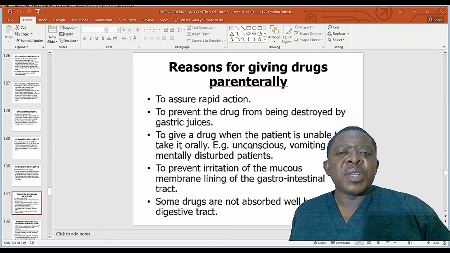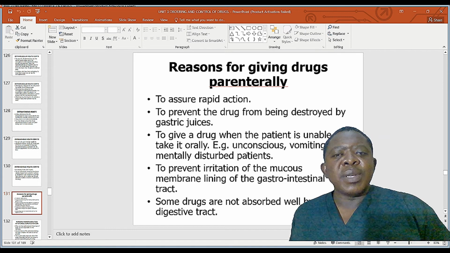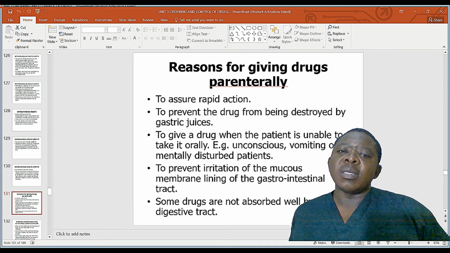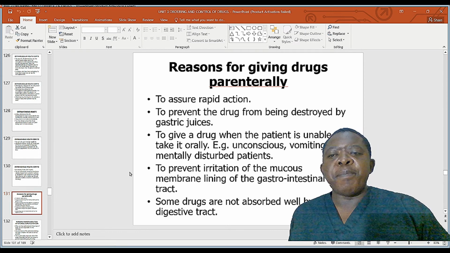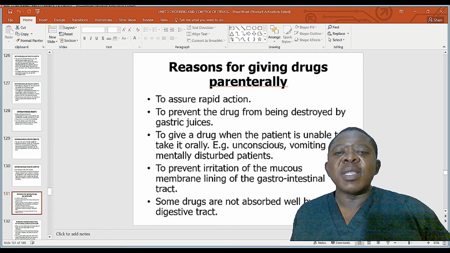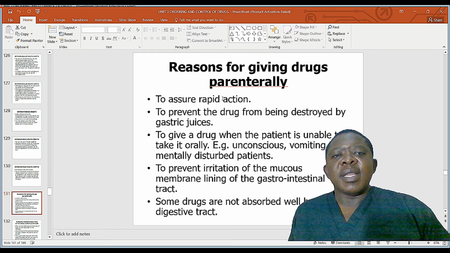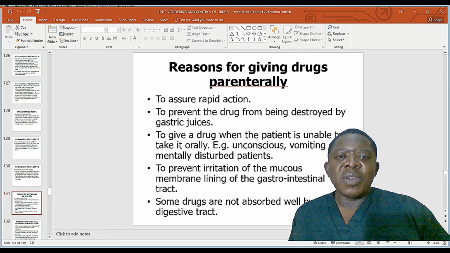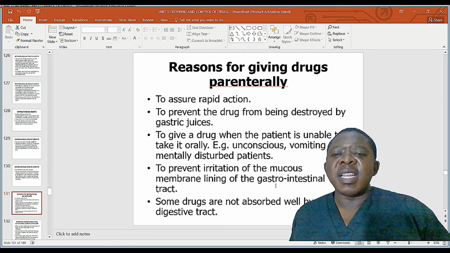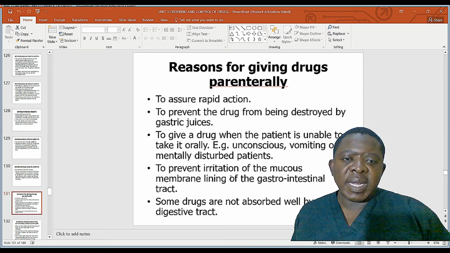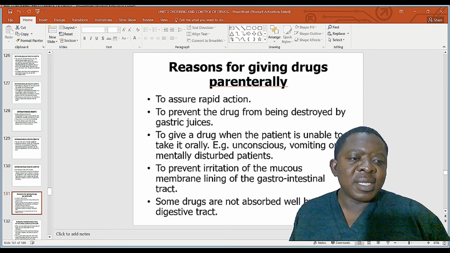To give a drug when the patient is unable to take it orally, for instance, the unconscious patient. In an unconscious patient, it's advisable you give drugs parenterally. Or if a patient is vomiting or is mentally disturbed, they may not swallow the drug. Other reasons for giving drugs parenterally are to prevent irritation of the mucous membrane lining of the gastrointestinal tract, and because some drugs are not absorbed well by the digestive tract.